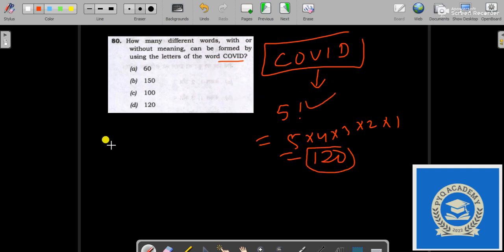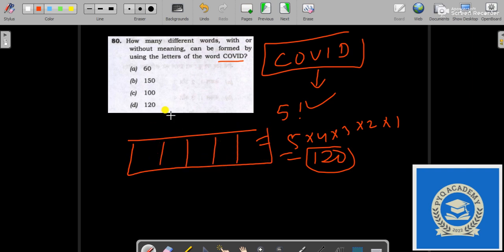Suppose you don't remember this. Try to think by using logic. The question is asking in how many ways you can arrange these letters. For the first position you have 1, 2, 3, 4 and 5, so 5 choices. Then if you took, suppose, C, you are left with 4 letters, then 3 letters, then 2 letters, then 1 letter, and multiplying all these, you will get the answer 120. This is nothing but 5 factorial. So our answer is option D. Let's move to the next question.